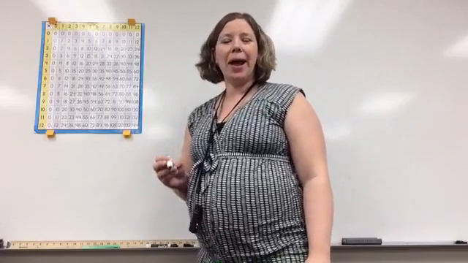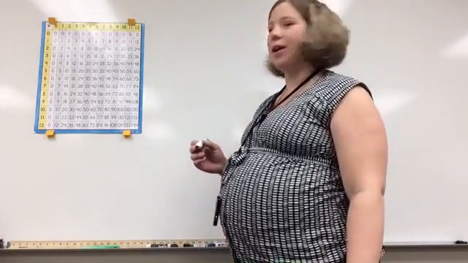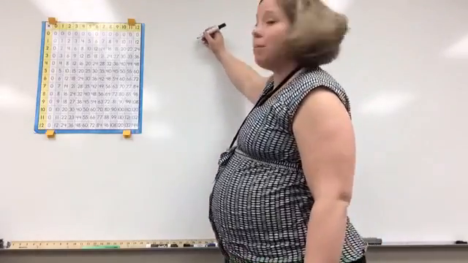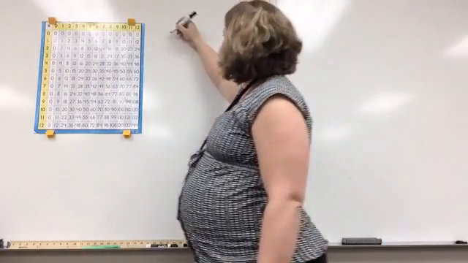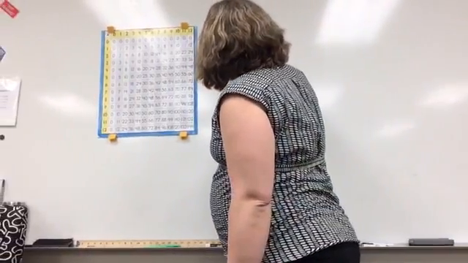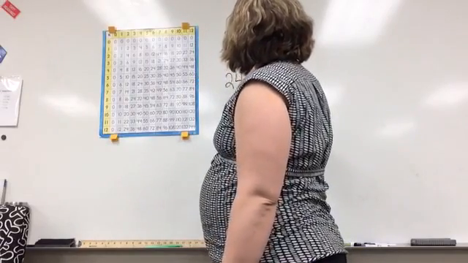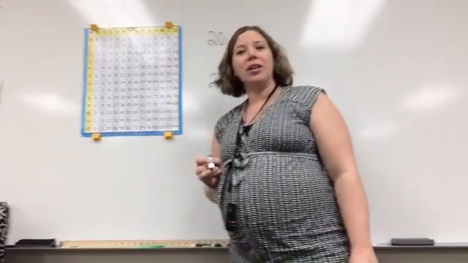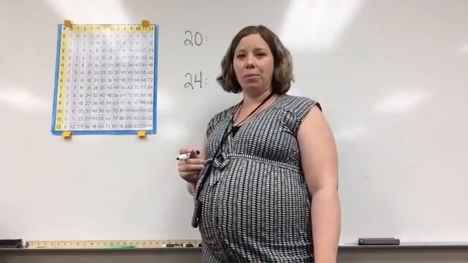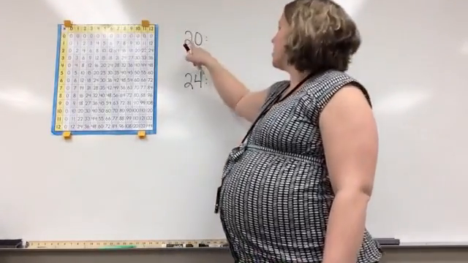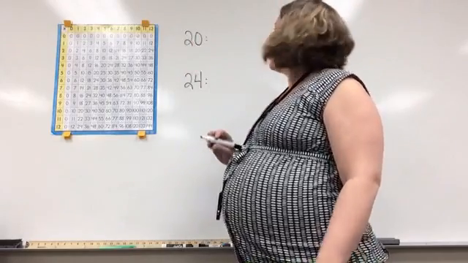Hi, today we're going to talk about how to find the greatest common factor of two numbers. The two numbers that I want to find the greatest common factor for today are the numbers 20 and 24. Now a factor is any number that you can multiply to get this number as the answer.